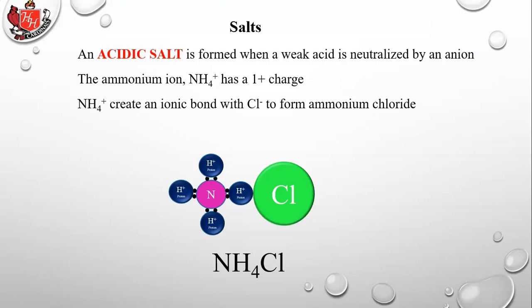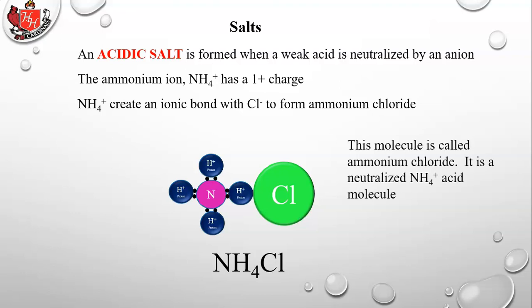You've neutralized a weak acid with a chloride ion, and therefore you've created a salt, and that's called an acidic salt because it's a neutralized acid molecule. NH4+ is an acid molecule. So this molecule is called ammonium chloride. It is a neutralized NH4+ acid molecule. A neutralized acid molecule is called an acidic salt.